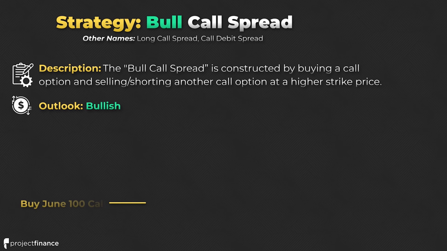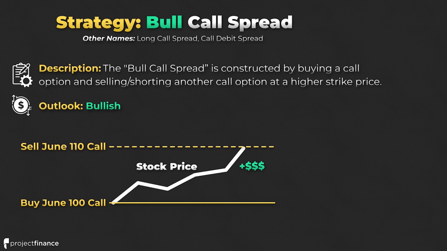For instance, let's say I buy a June 100 strike call option and then I sell a June 110 strike call option. This gives me a 100-110 bull call spread expiring in June. And if the stock price goes up, the value of this spread is going to increase, and ideally at expiration, the stock price is at or above the call strike that I sold, which in this case would be $110.